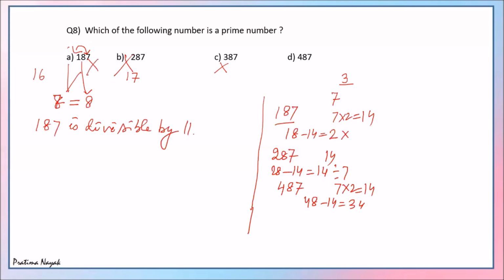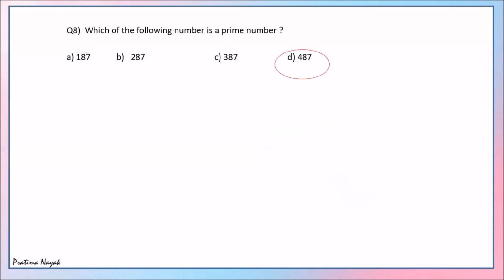So which is left? Left is 487. 487 is the prime number. Question number 9. Which of the following is a prime number?